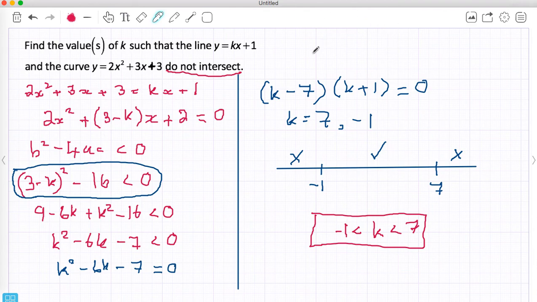It's quite a long question. Despite being on one of the first topics, it's the sort of question you might get on a paper 1 towards the end of the first section.